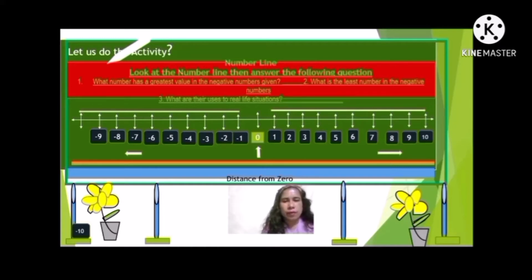And at 0, there is no arrow because 0 is neither positive nor negative. So it is neutral. The distance from 0 is the basis of their value. So remember always, the reference is 0. It differs in reference, the positive and negative. They are different. So remember that always. So that is the number line.